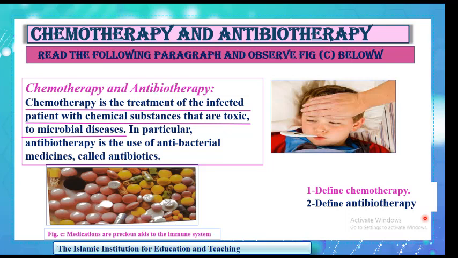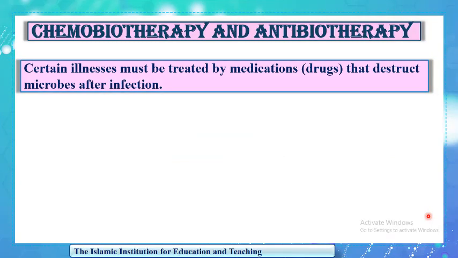But asepsis and antisepsis prevent and avoid infection. Asepsis and antisepsis are measures done in order to avoid the infection. As a summary, we can say that certain illnesses must be treated by medications or drugs that destroy microbes after infection. These treatments are chemotherapy and antibiotherapy.